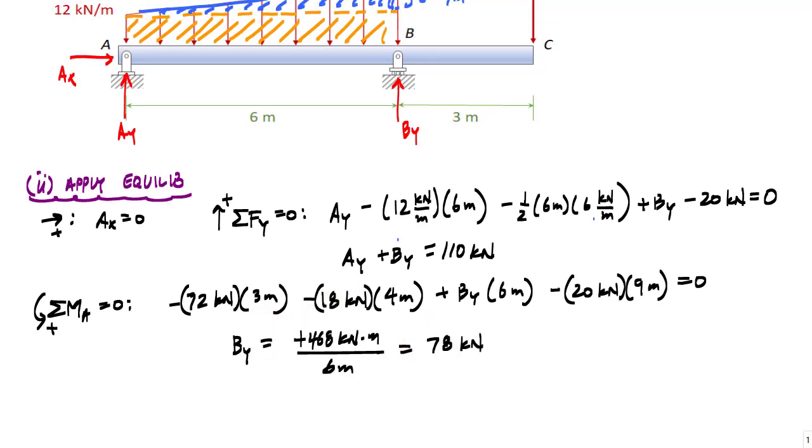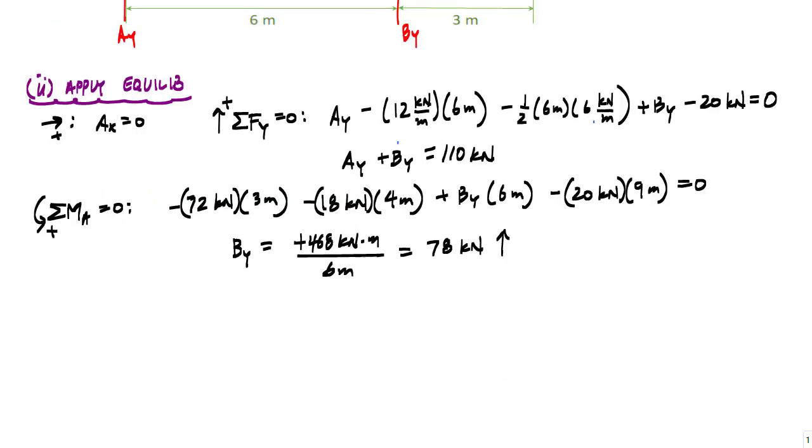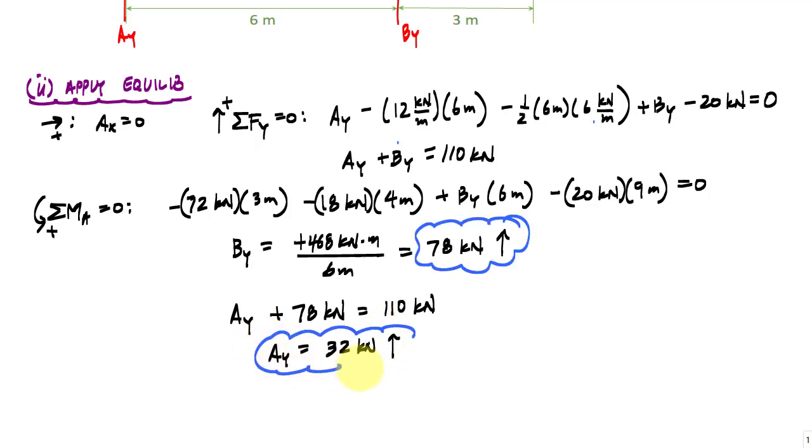Now again, By is positive 78 kilonewtons, which means it's 78 kilonewtons pointing up. Then I just plug that back into the sum of the forces in the vertical direction, and that will tell me Ay. I get a positive result for Ay of 32 kilonewtons, which also means it's pointing up. Those are my support reactions, and I can redraw the beam with the support reactions drawn in as well.